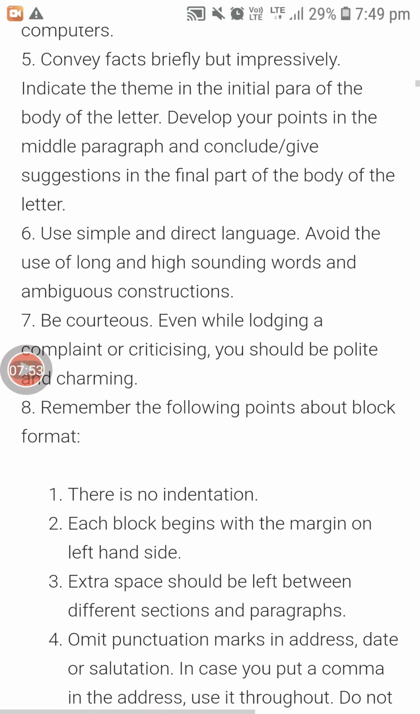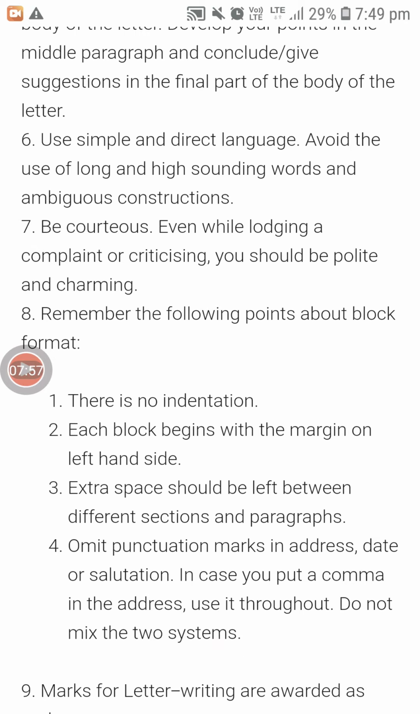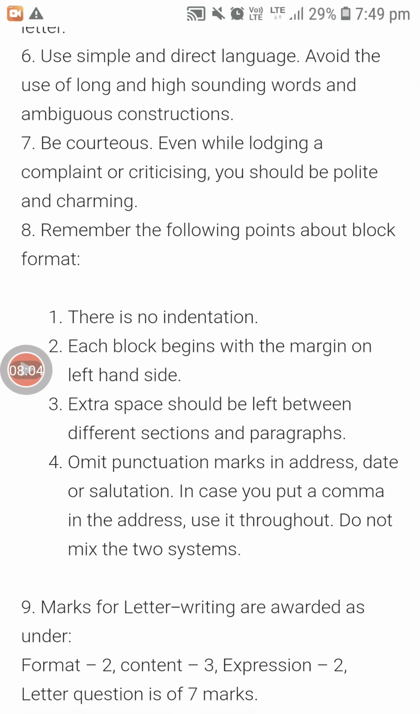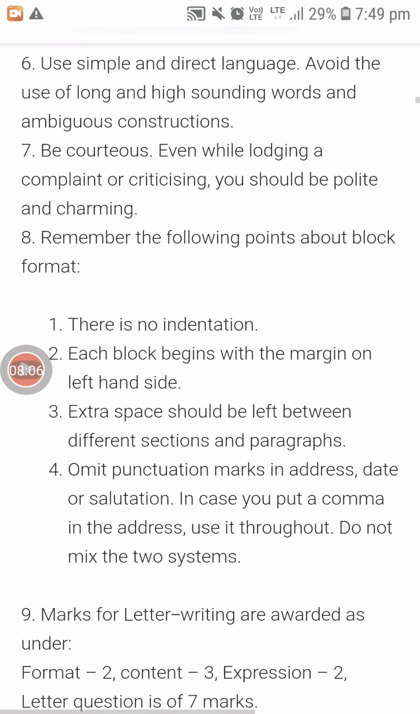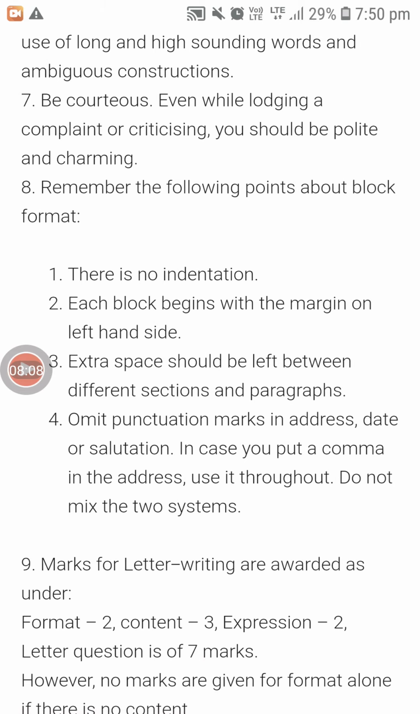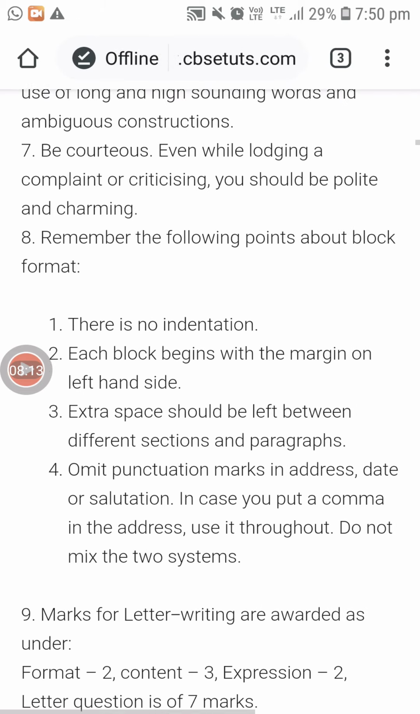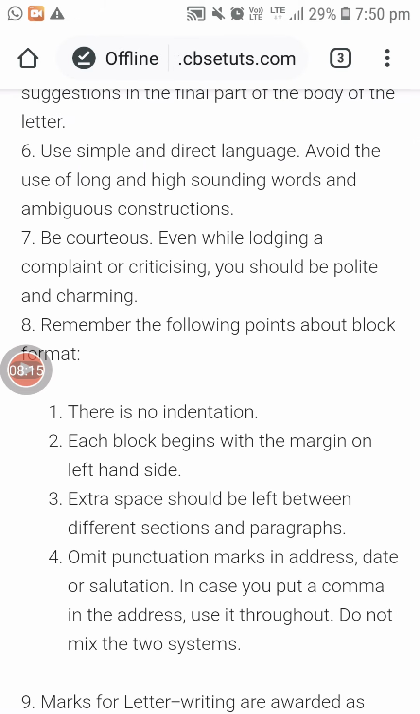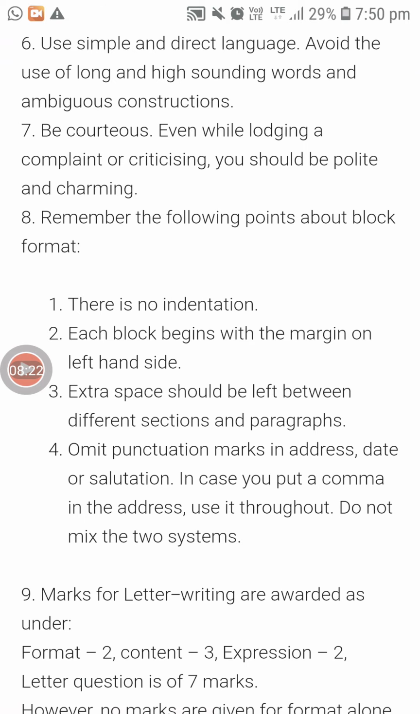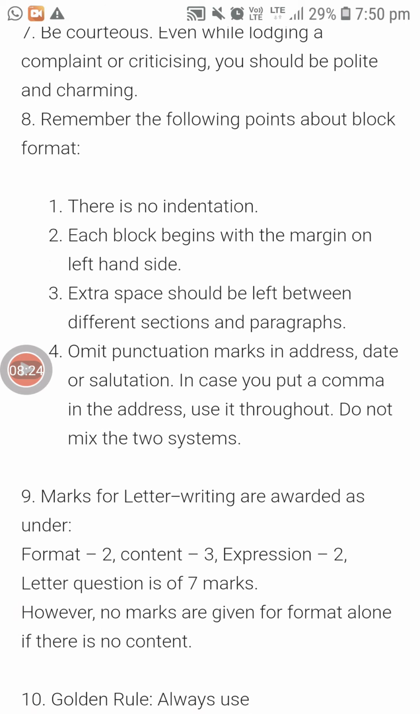Use simple and direct language. Be courteous, okay? You can't complain directly, you can't criticize anyone. You shouldn't put your own thoughts into the letter very directly, especially in the formal letter. But you have to be very formal, very straightforward too, but in a polite and charming manner, in a very polished manner. So these particular things should be taken care of.